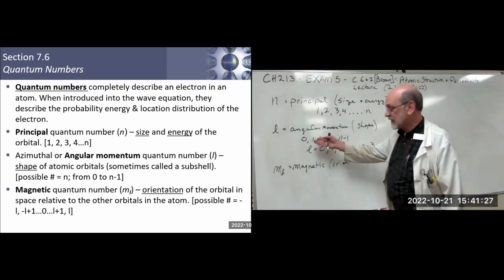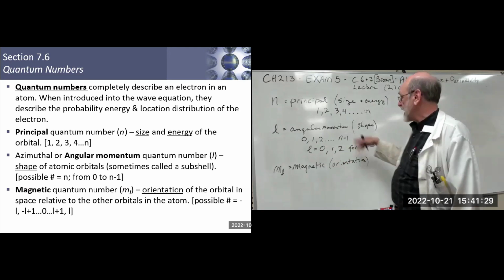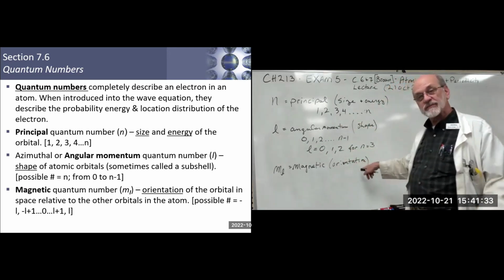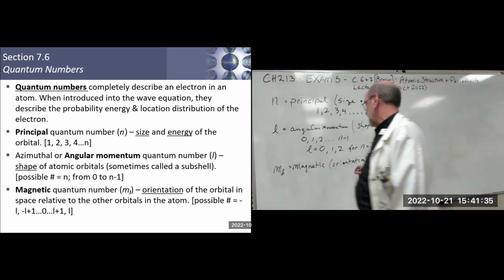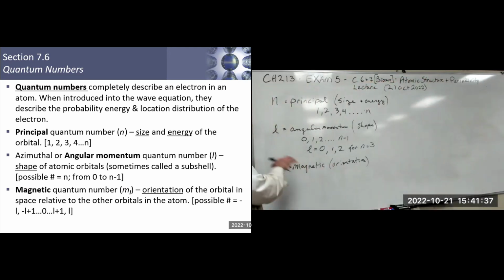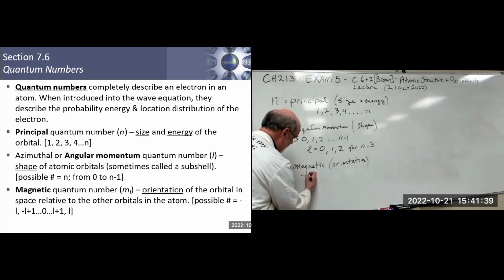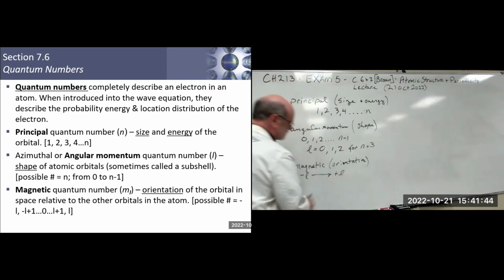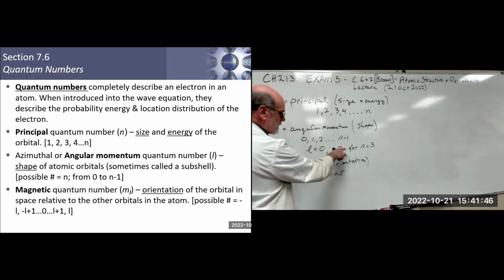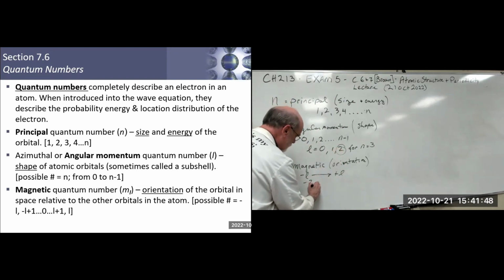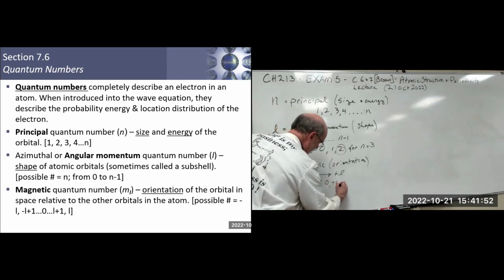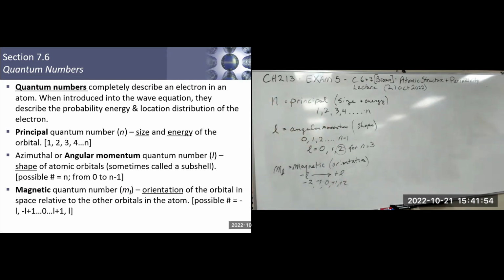And it's based upon the L number. So let's say if we had a 3 here and then we had a 2 here, then the possibilities for this one would be, well, in general terms, it's minus L through plus L. So for this one, it would be minus 2, minus 1, 0, plus 1, and plus 2. Okay?